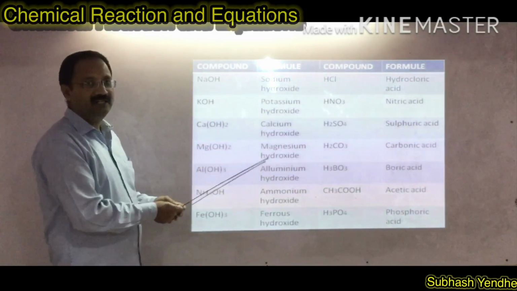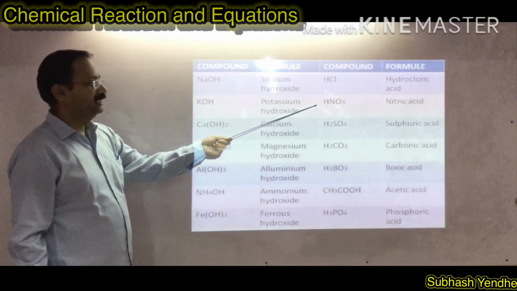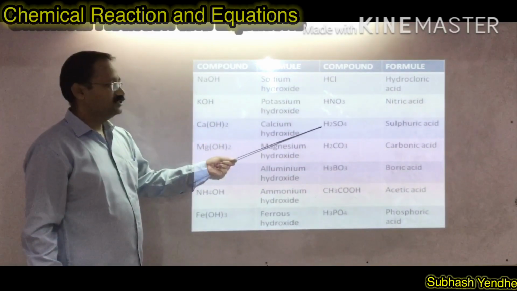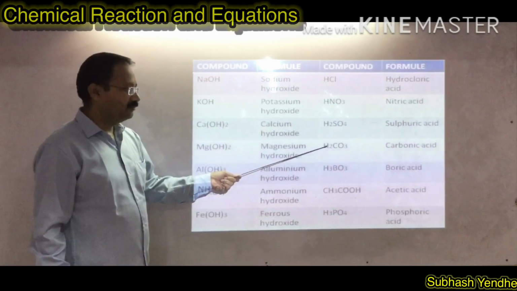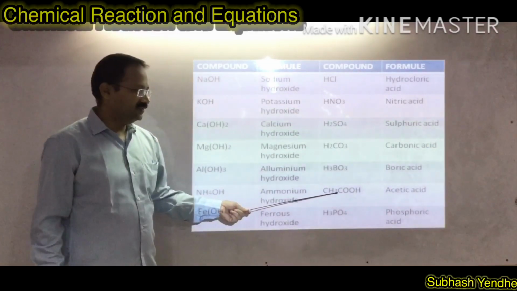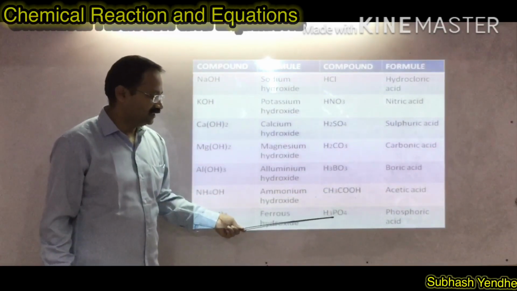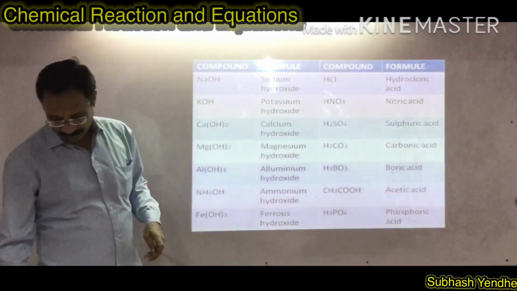HCl is hydrochloric acid. Then HNO3 is nitric acid. H2SO4 sulfuric acid. H2CO3 carbonic acid. H3BO3 boric acid. CH3COOH acetic acid, and H3PO4 is phosphoric acid.